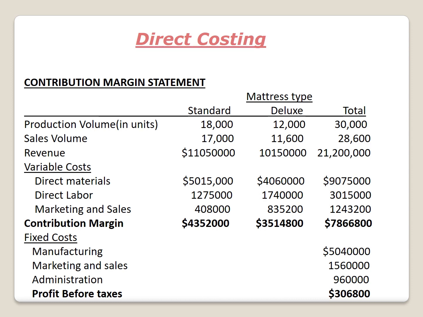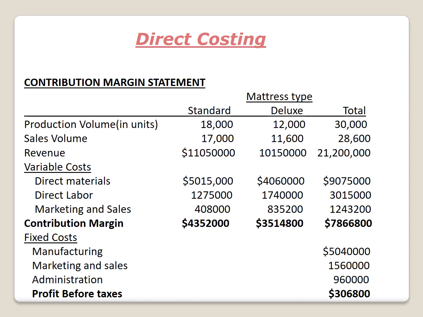The production volume in units is 18,000 for standard and 12,000 for deluxe, giving us the total as 30,000. The sales volume in units here is 17,000 for standard and 11,600 for deluxe, giving us the total. Revenue will be found on the basis of sales and not on the basis of production. Therefore, it would be number of units sold multiplied by the selling price per unit for each type of mattress, giving us the total.